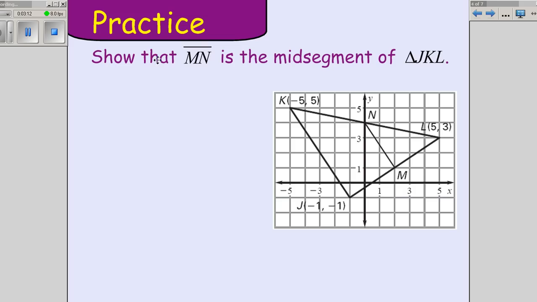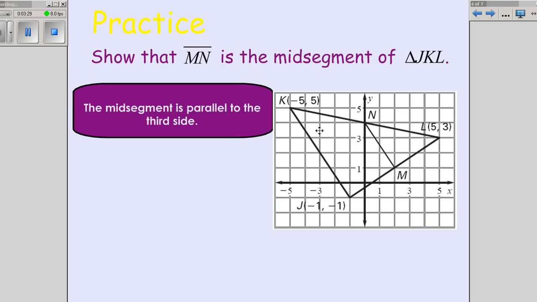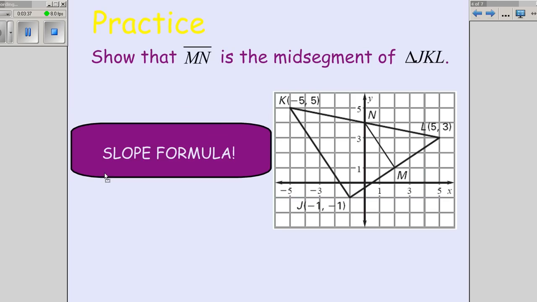We are asked to show that MN is the midsegment of JKL. When you have a problem like this, especially in terms of coordinate geometry, you're going to want to plan it out. If it's the midsegment, it's going to have those properties we just learned about from the theorem. So we're going to want to be able to say that the midsegment is parallel to the third side. And we can do that if we find out that they have the same slope.